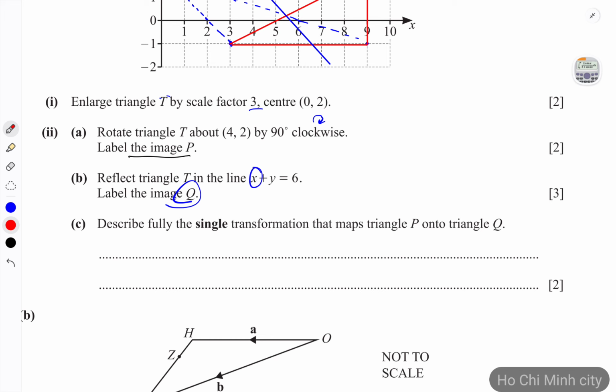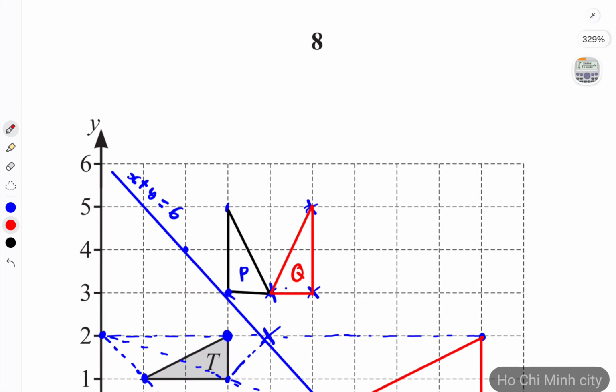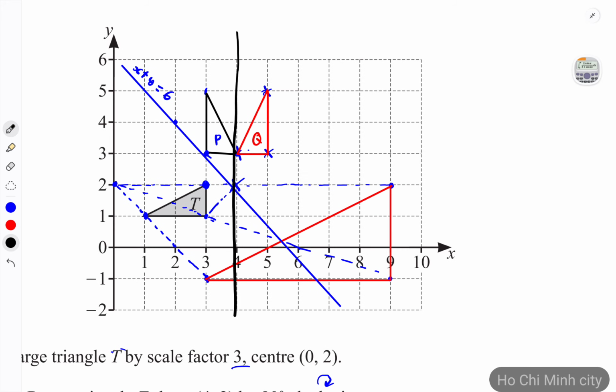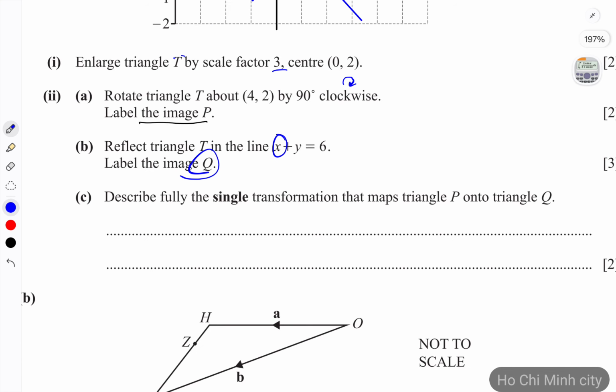So now we need to describe fully the single transformation that maps triangle P onto triangle Q. P to Q, right? As you can see, there is a reflection line here. All right, so let's see, there's a line here. So Q is an image after reflecting the triangle P over the line, and this line is x = 4. So here is a reflection in the line x = 4.